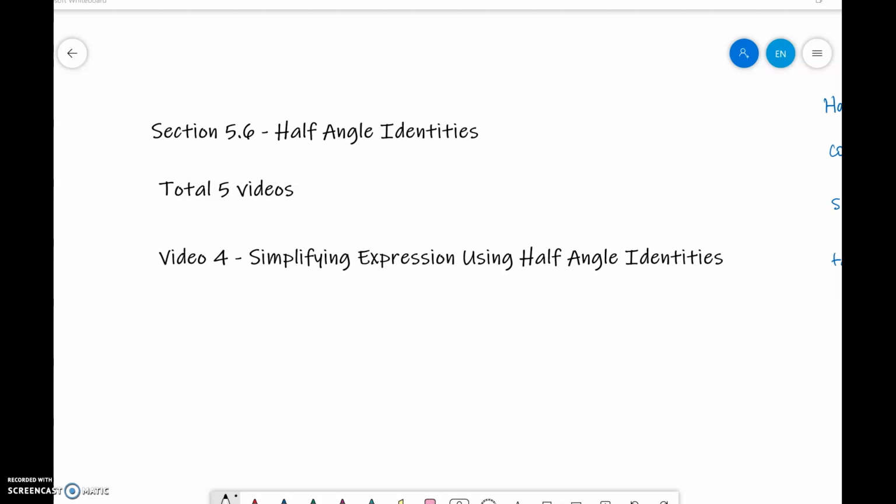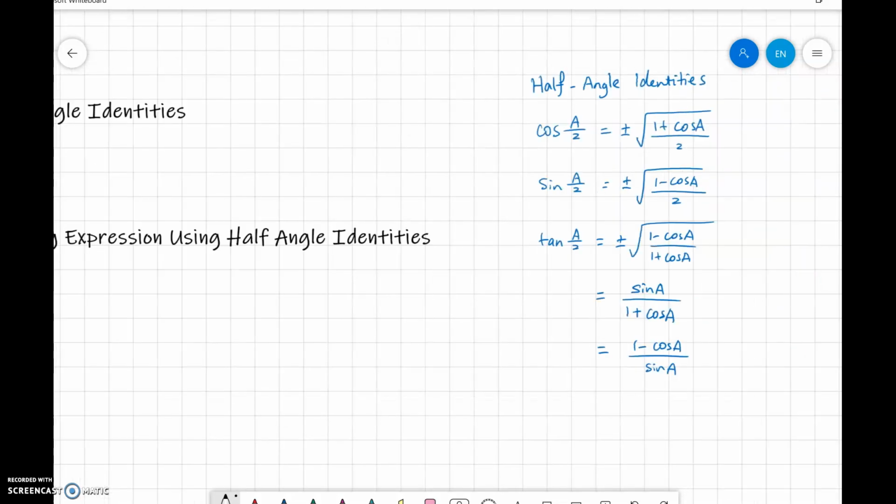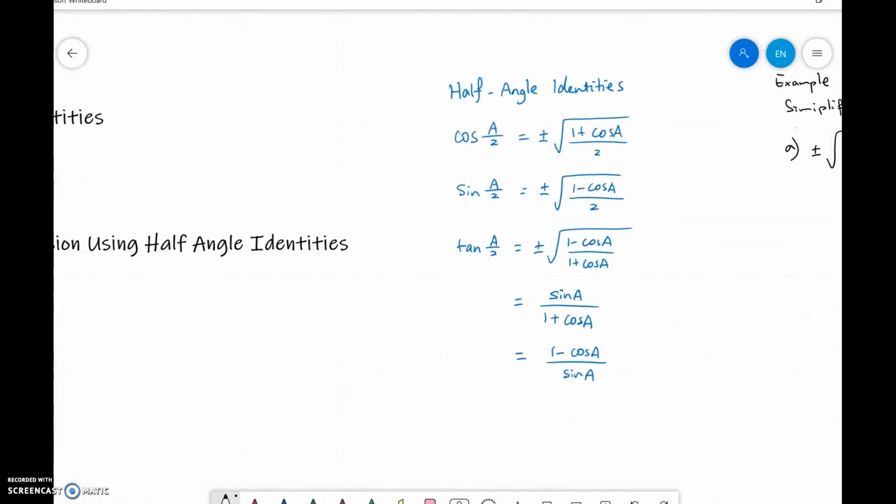This is a lecture video for section 5.6, video 4. Here we're going to do one example on simplifying expressions using the half-angle identities. At the beginning, we're just going to quickly look at the half-angle identities. We have 5 identities: 1 for the cosine, 1 for the sine, and 3 for the tangent.